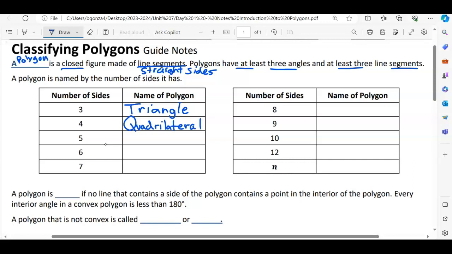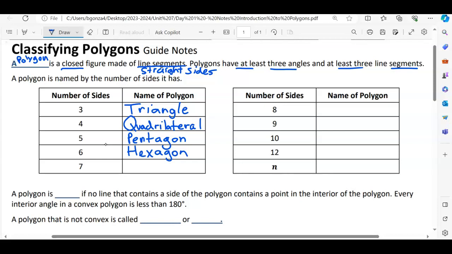Cool. Number five-sided figure. We already talked about on the warm-up. Pentagon. And again, from our warm-up, six-sided figure, the hexagon. Six, hex, they both have an X. Now here is the one that doesn't have like a cute way to remember. Maybe you can think of one.